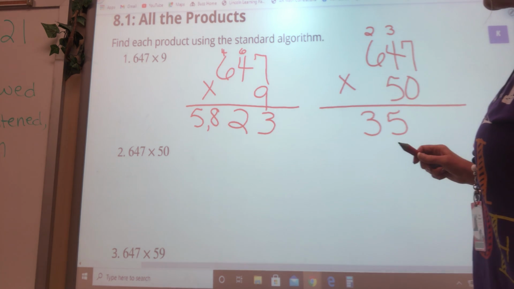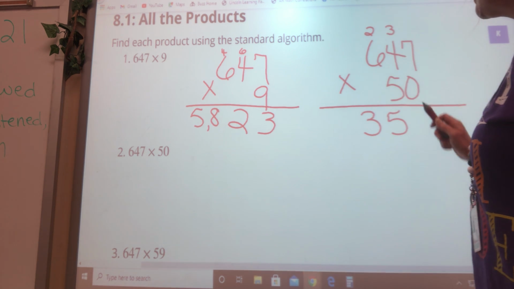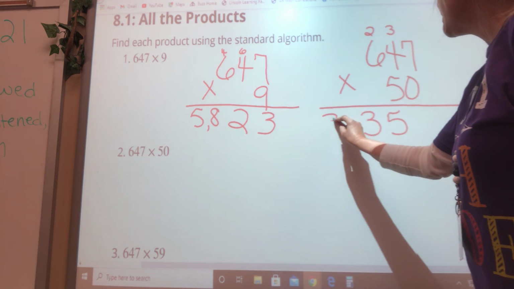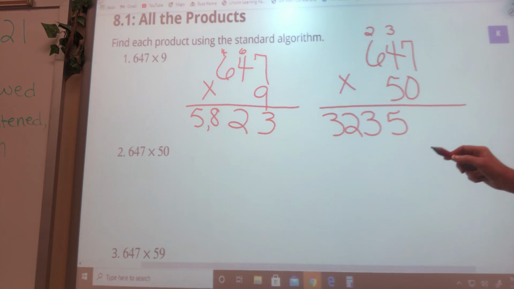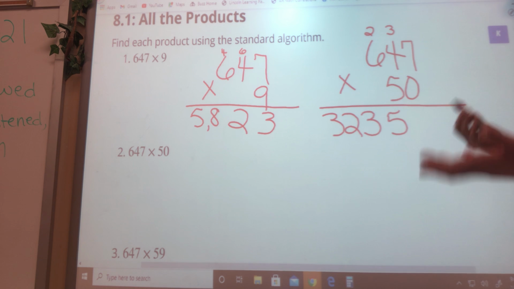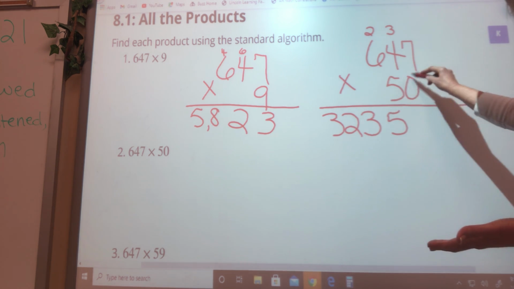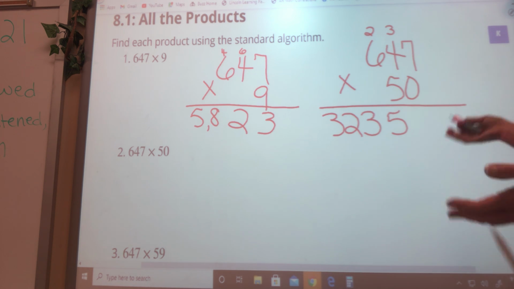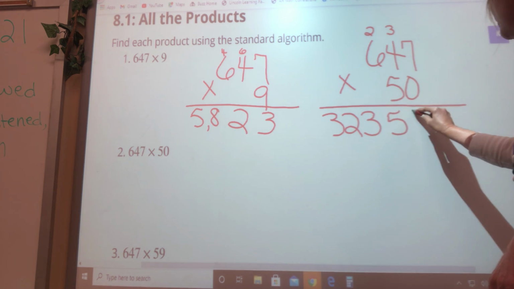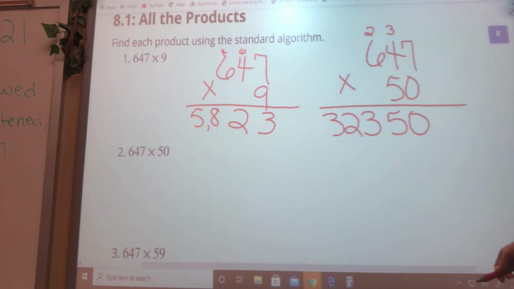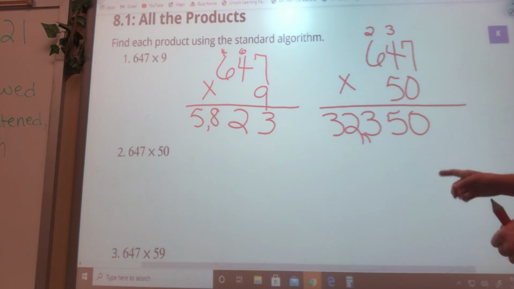5 times 6 is 30, plus the 2 that I carried over is 32. And then we have to say, okay, how many multiples of 10 was I dealing with? Well, you have 1 0, which means you were dealing with one multiple of 10, so you would add 1 0 to your final answer. And you have 32,350.